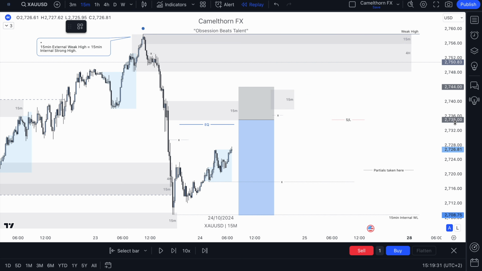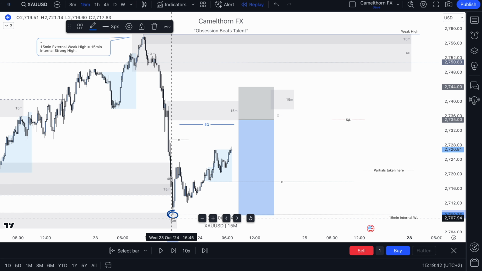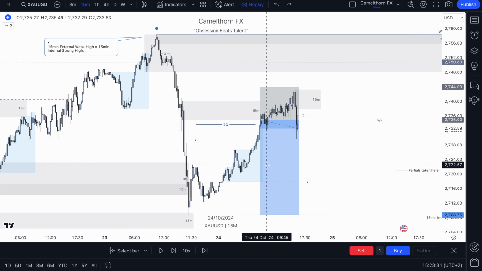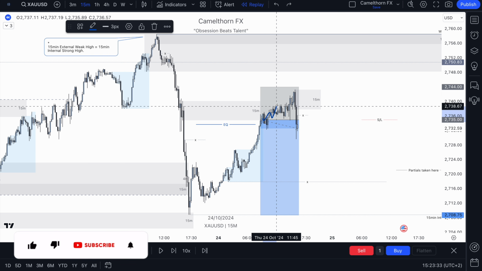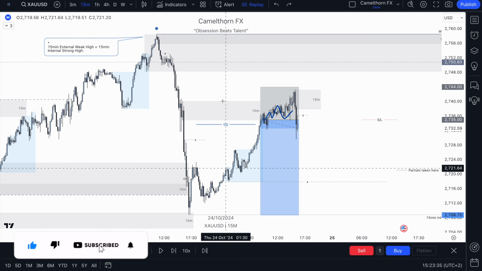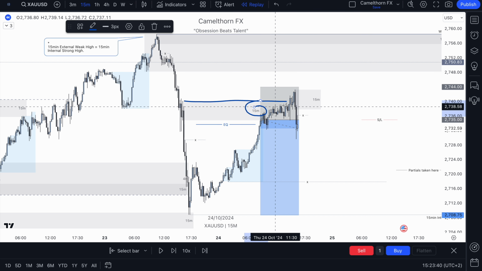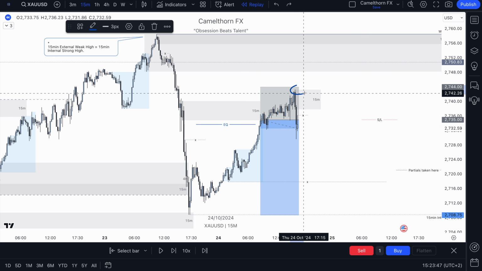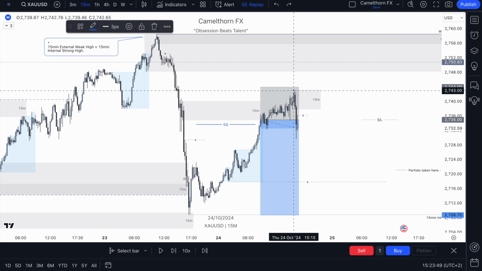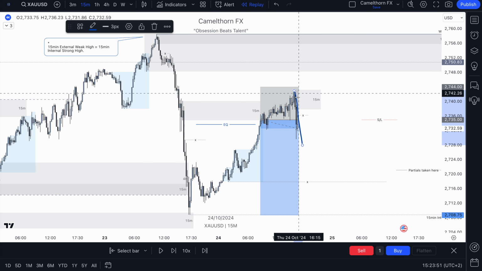So my sell limit order was placed at 2735 even. I placed my stop loss at 2744 even, and then my overall take profit target was at this 15-minute internal weak low at 2708.75. Now, after getting tagged into the trade, price action continued to interact with 15-minute supply. In fact, we saw a break and close above 15-minute supply. Price action stopped just short of hitting my full stop loss before a nice bearish reaction out of that area.